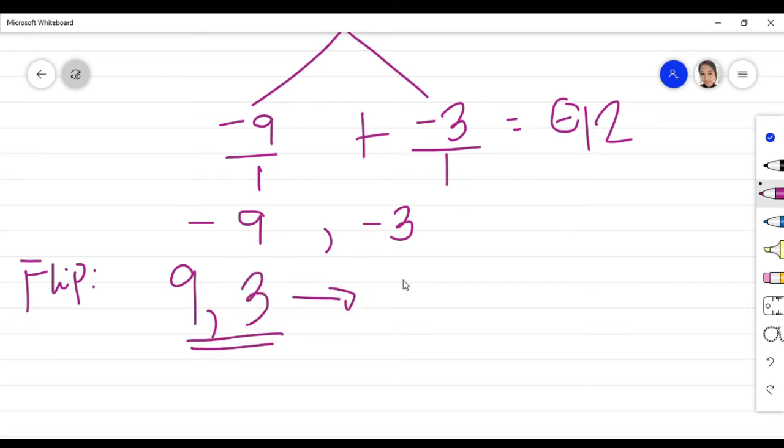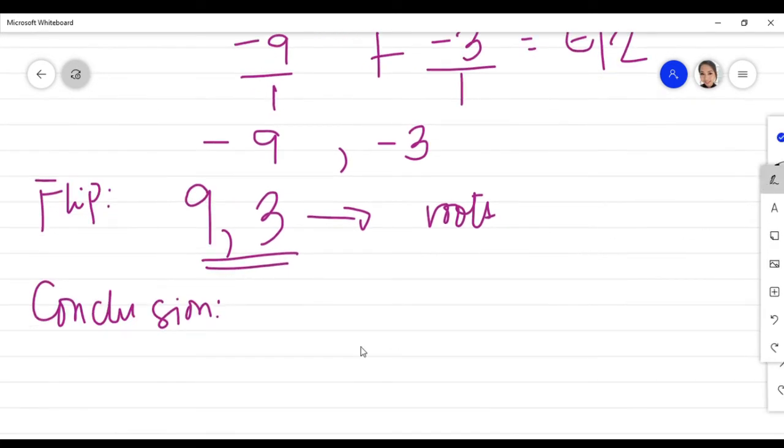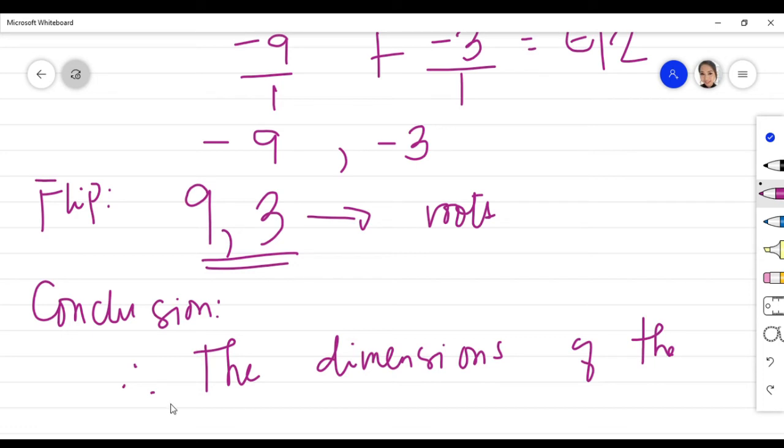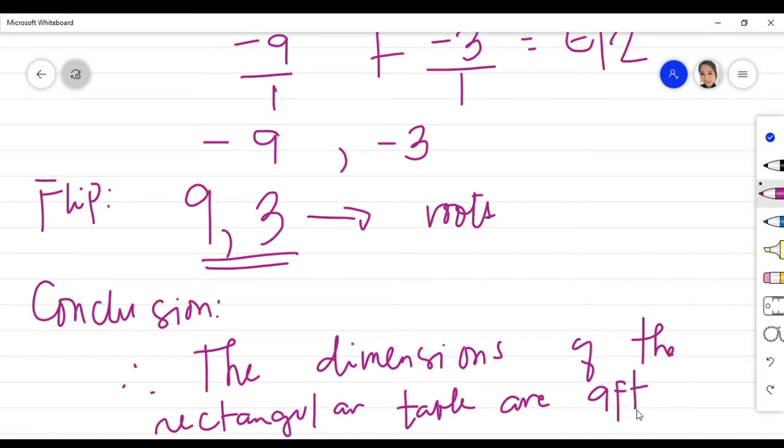These are our roots. For our conclusion, therefore, the dimensions of the rectangular table are 9 feet, do not forget the unit, and 3 feet.